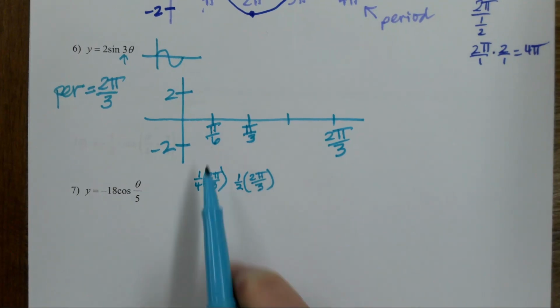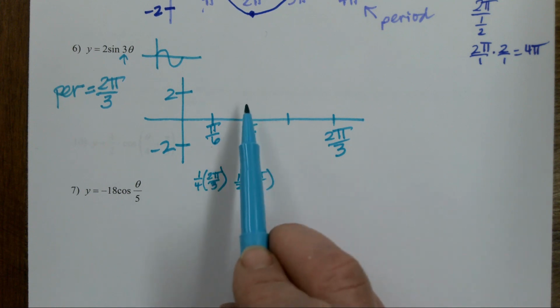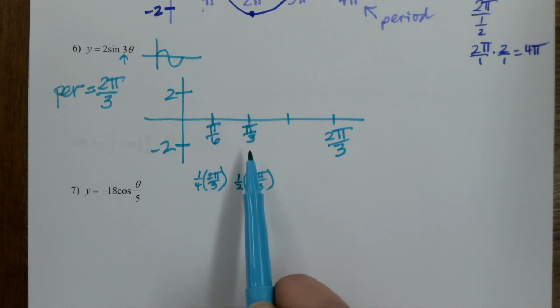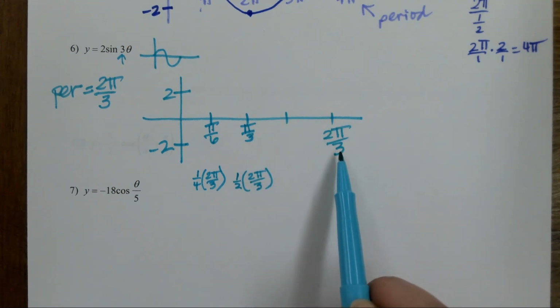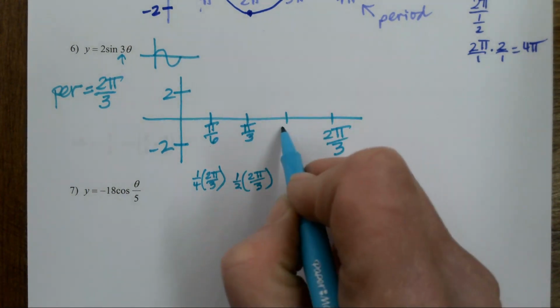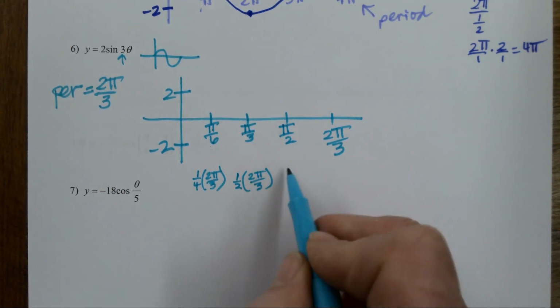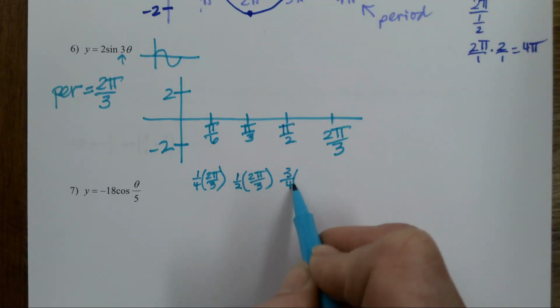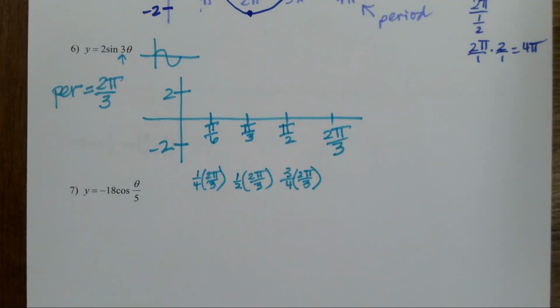And then I count 1/6 pi, 2/6 pi, 3/6 pi, 4/6 pi. 3/6 pi is 1/2 pi, or pi over 2. And again, you can do 3/4 times 2 pi over 3. And then your whole period is that.